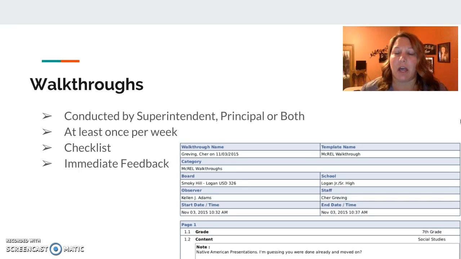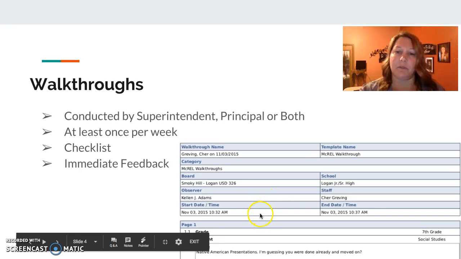So I took a snapshot of an old walkthrough that I had, I think, in 2015 or so. On this snapshot here, it just has my name and then the McCrell walkthrough. This is just who we purchased the program from. This is my principal, the time and date.